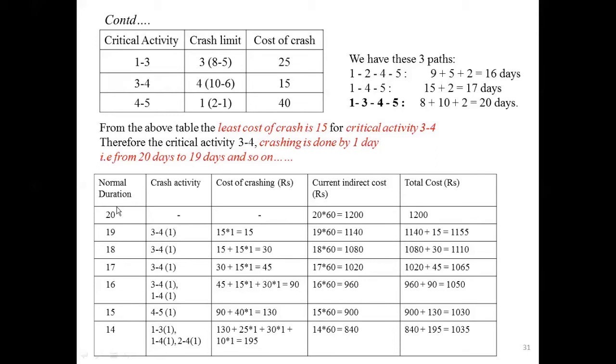Even though the normal duration is reduced, the cost is increasing. That indicates you need to stop the table at this junction. That means if you crash this activity 1 to 3, the total duration or the normal duration of the project will decrease, but the cost will increase. Since the cost is increased from 1030 to 1035, you need to stop the problem.